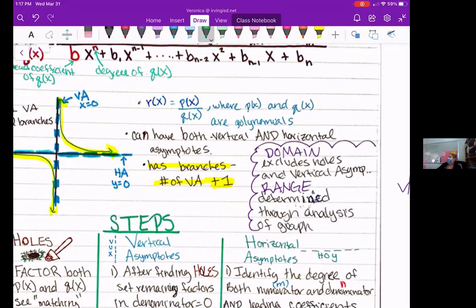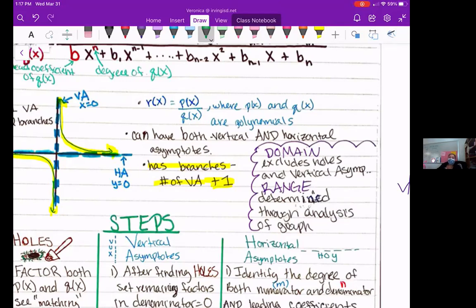Because it's not that easy. Why is it a little bit more difficult? What makes it a little bit more difficult is the horizontal asymptotes. Because from last class, we talked about horizontal asymptotes and how they differ from vertical ones.